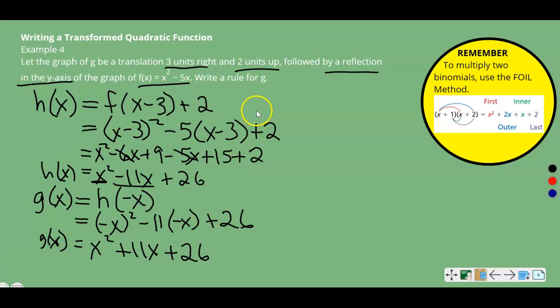So in order to get these correct, you have to think about what each piece does to the function. Plug that in, and then just simplify, and that will get you to your new function. Not hard, just several steps, something that you have to think through and process, and hopefully it won't be too hard.